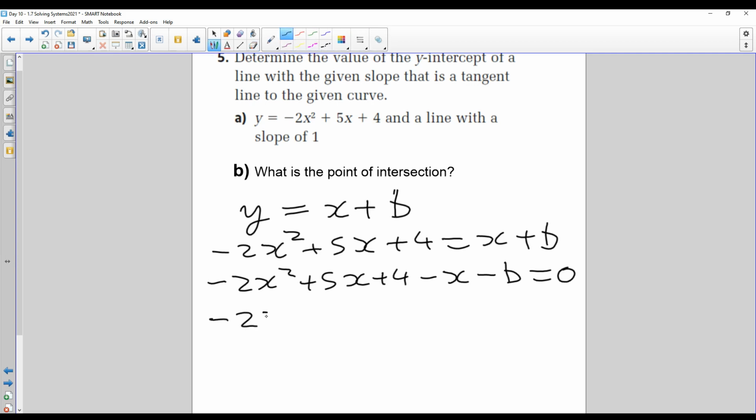So minus 2x squared, the 5x and the minus x gives us plus 4x. Then we have the plus 4 minus b. We still don't know what that is. But we do know something else that should be able to help us out.